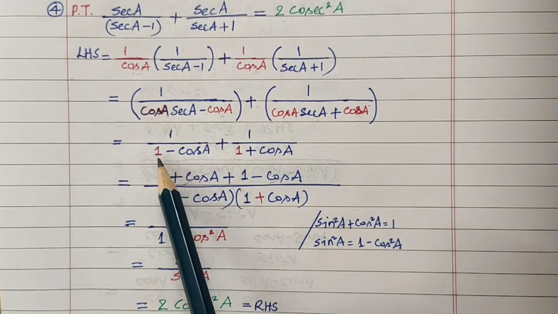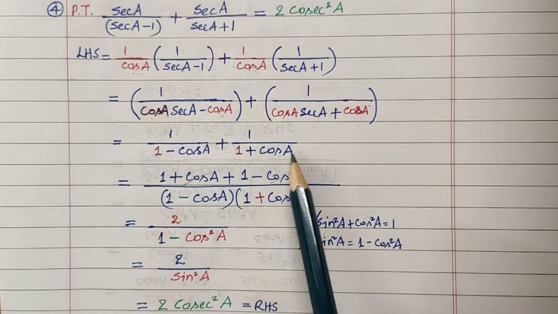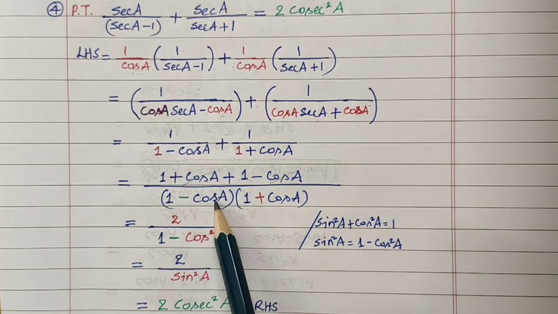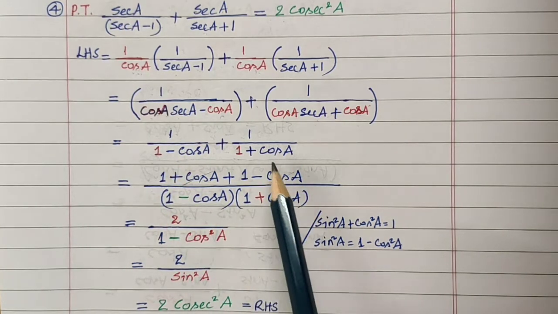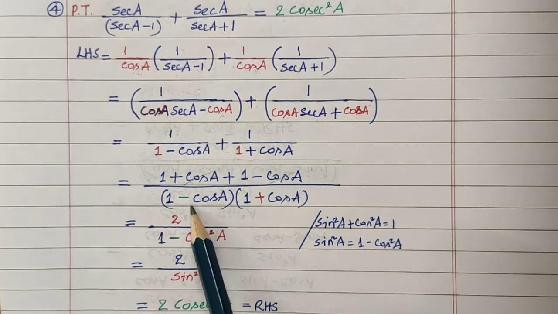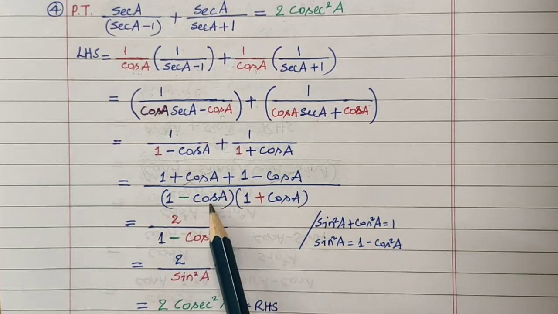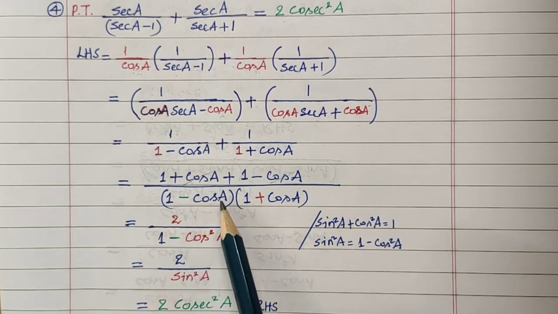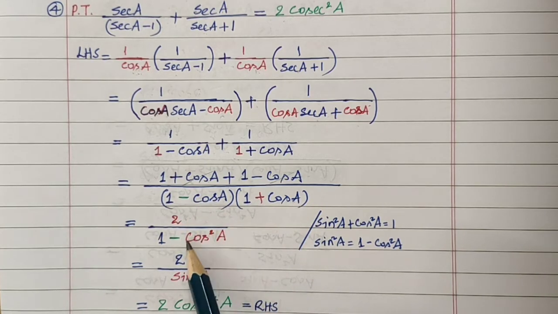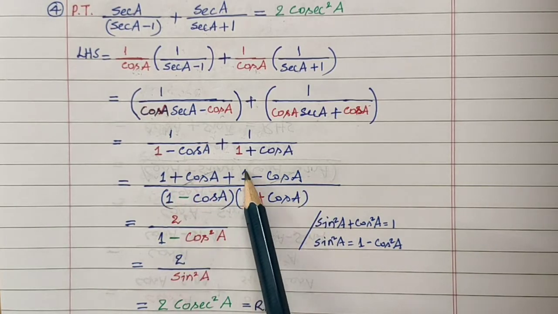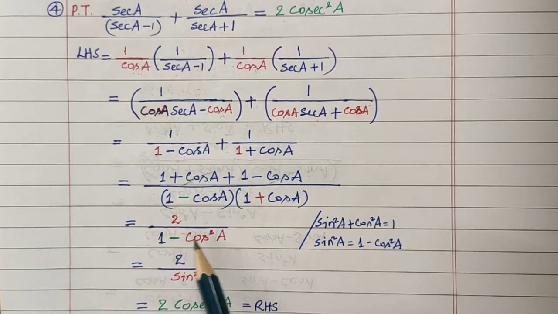So there is 1 minus cos A and 1 plus cos A. Let us take the LCM of these two, which is 1 minus cos A into 1 plus cos A. Once we take the LCM, 1 plus cos A goes here and 1 minus cos A goes here. In the denominator we got 1 minus cos A into 1 plus cos A, which is A minus B into A plus B, that is A square minus B square: 1 square minus cos square A. The cos A and minus cos A got cancelled. 1 plus 1 is 2, so we have 2 divided by 1 minus cos square A.